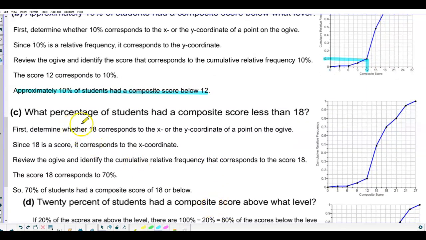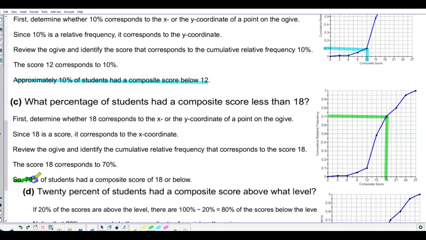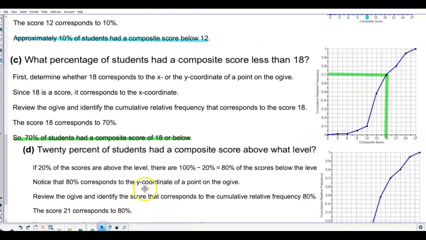Next question says, what percentage of students had a composite score less than 18? So again, what we want to do is we want to first determine whether 18 corresponds to the x or the y coordinate. Well, 18 is a score, so we're looking at the composite score. So looking at 18, if you draw our line all the way down, it's going to give us a percent, or 0.7. Well, that means it's 70%. So 70% of the students had a composite score of 18 or below.